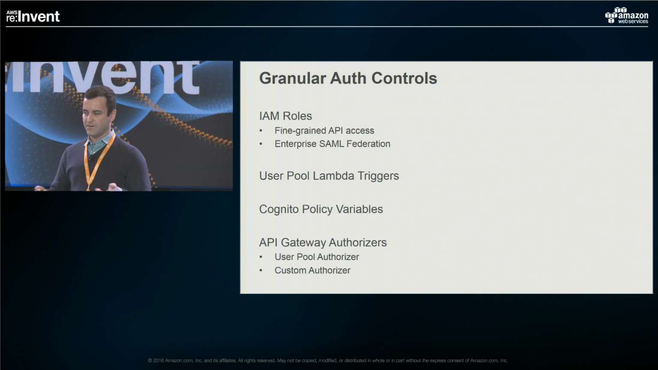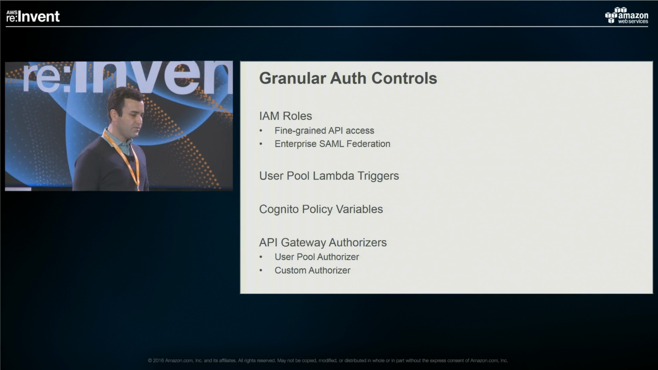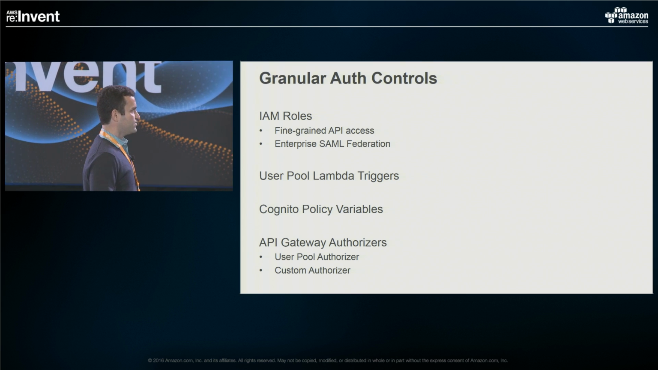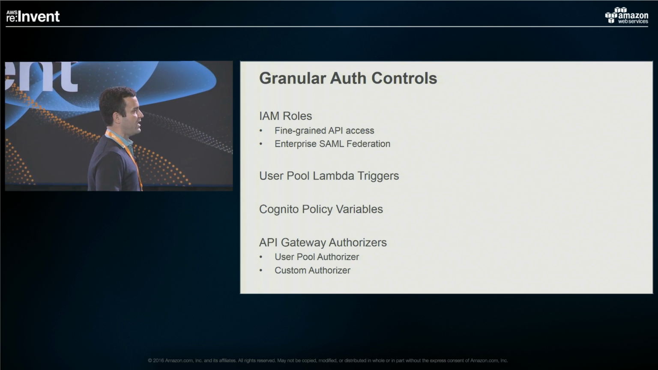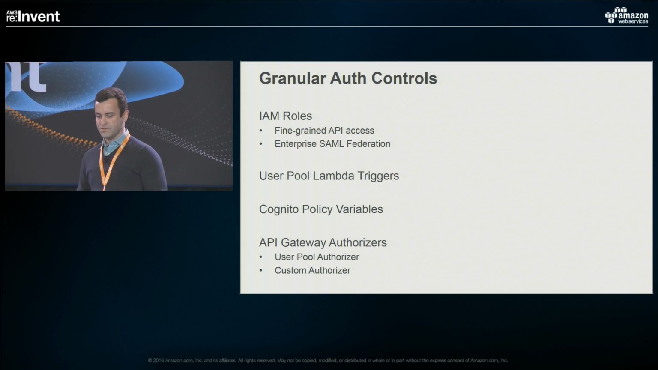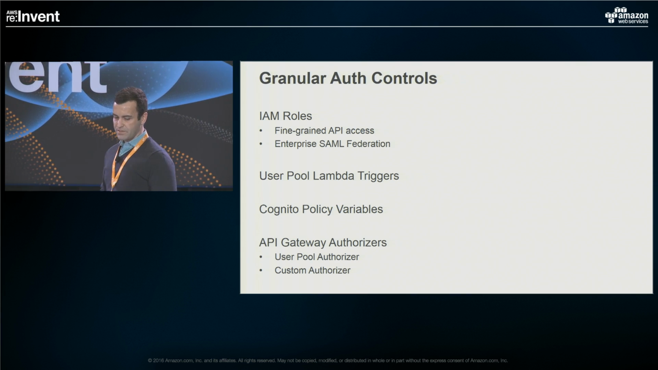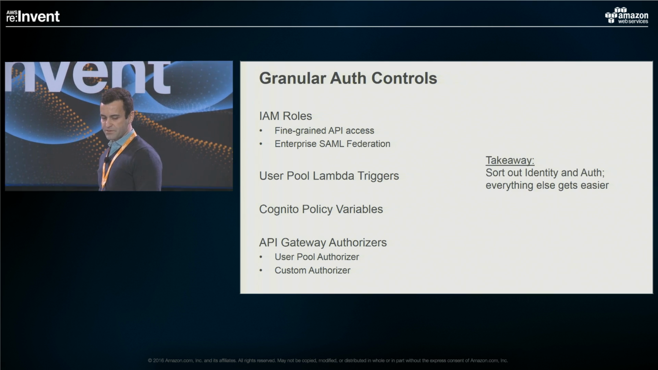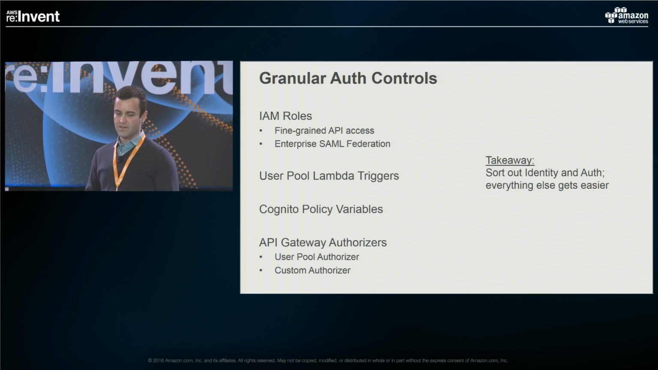Now, I talked about getting kind of the auth stuff out of the way, right? And we have granular auth controls with Cognito. So you can do now fine-grained API access, enterprise SAML federation, these user pool triggers and so forth, as well as leverage API Gateway custom authorizers to kind of sort out this identity stuff.